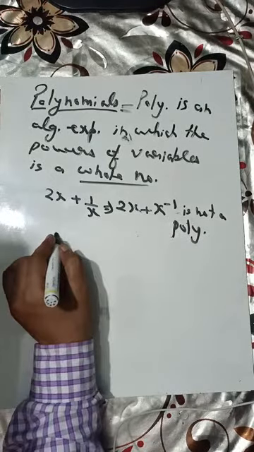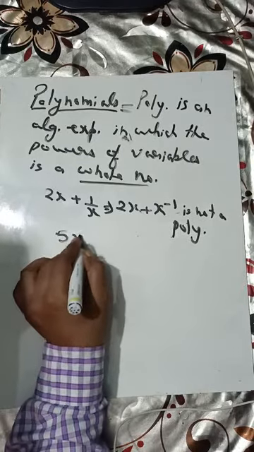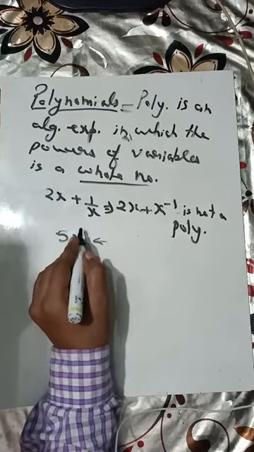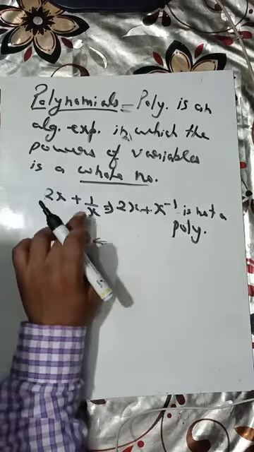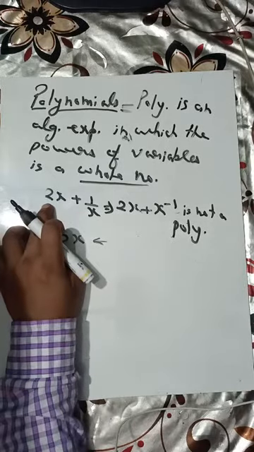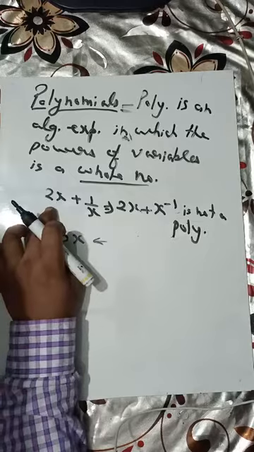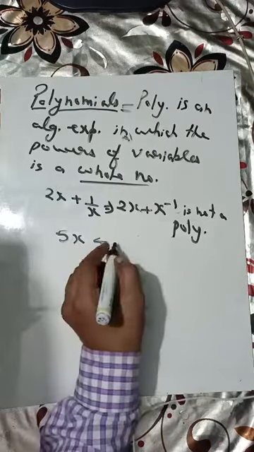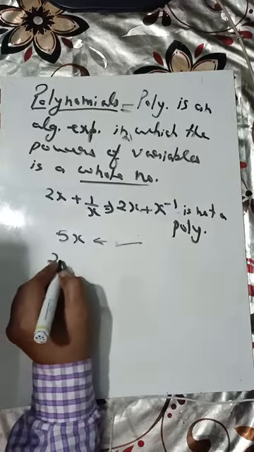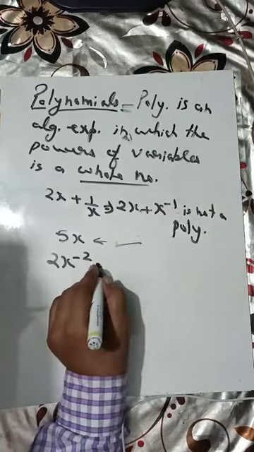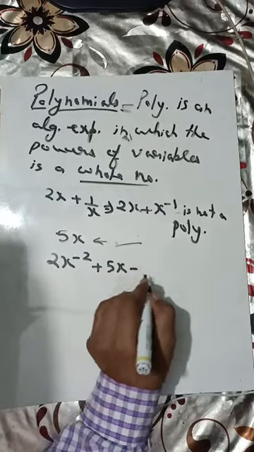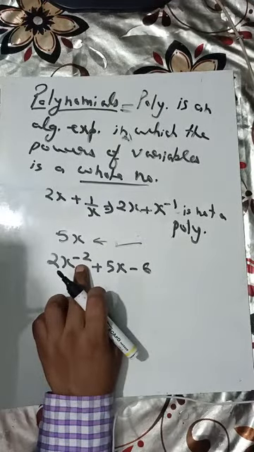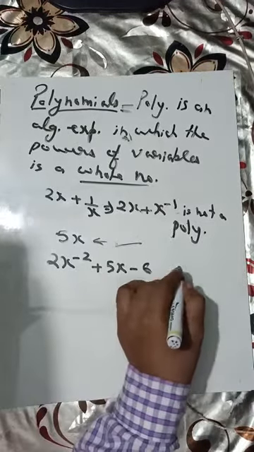Let us take one more example. 5x. This is a polynomial because the power is 1 here. It is a whole number. Remember, 2x plus 1 upon x is an algebraic expression but not a polynomial. This is a binomial but not a polynomial. This is an algebraic expression and a polynomial also. If it is written like this, see, x raised to power minus 2, which is not a whole number, it is an integer. So this is not a polynomial.